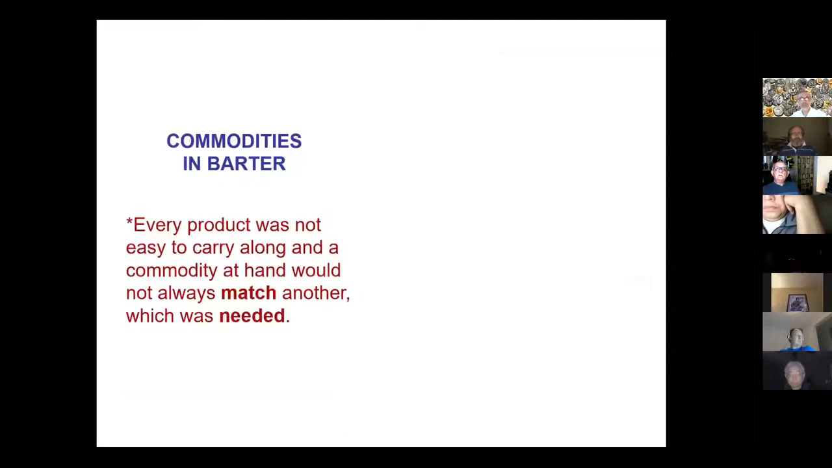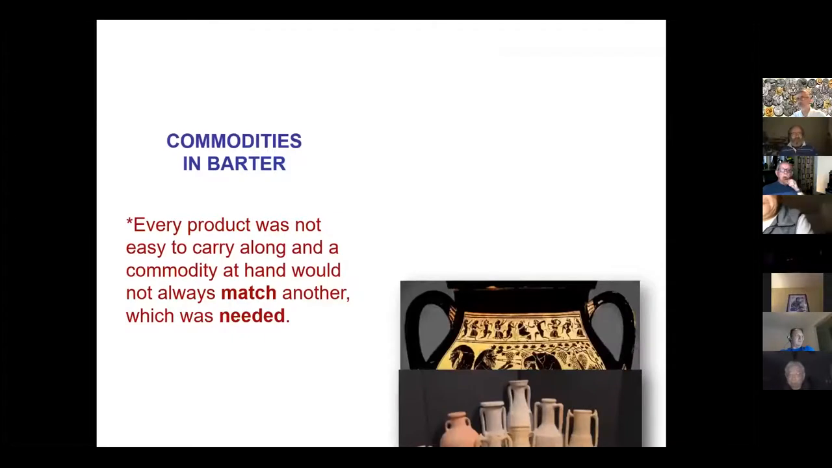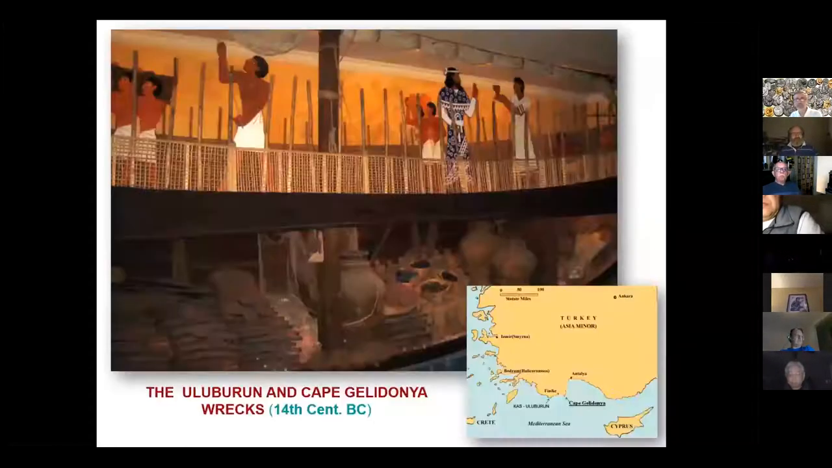However, commodities in barter were not always easy to carry along, and a commodity at hand would not always match another which was needed. So they needed something to facilitate the exchange. Now let's look at the ancient world and see what it was like before the invention of coinage.